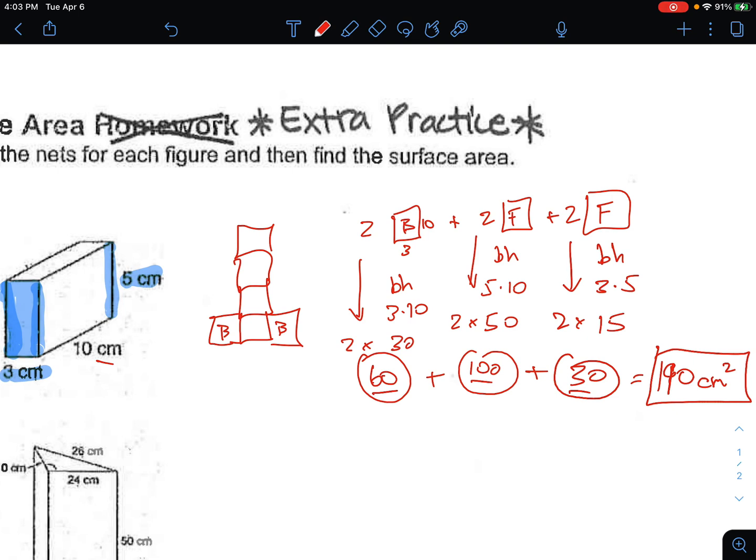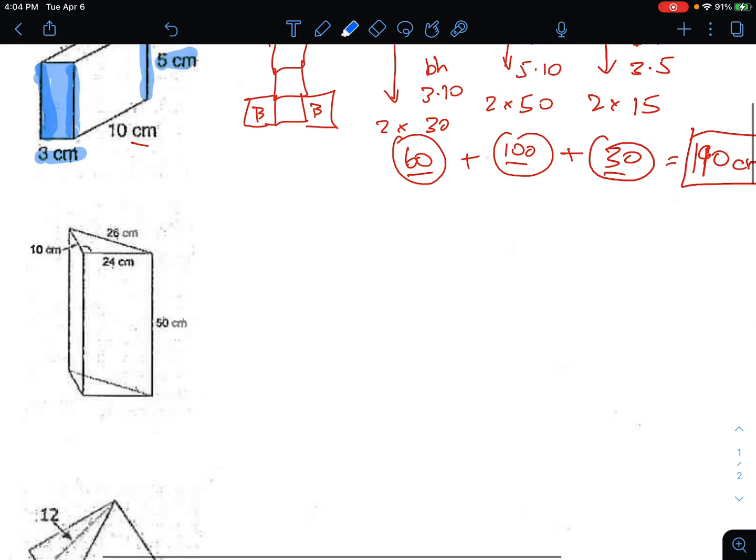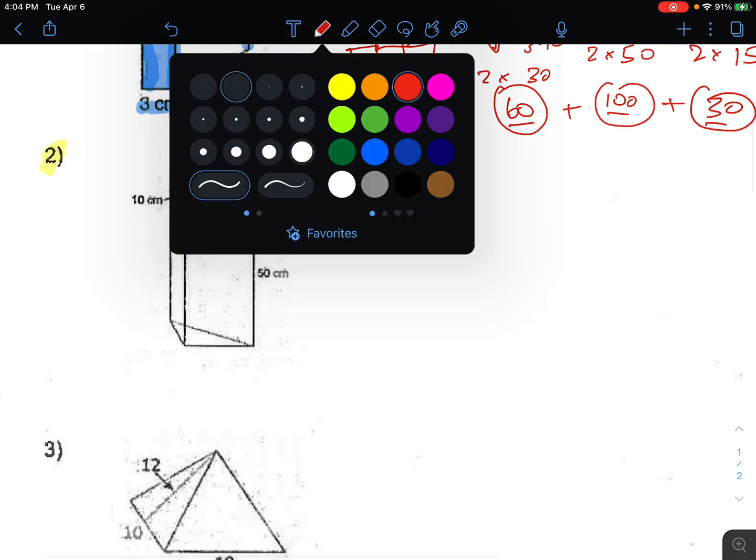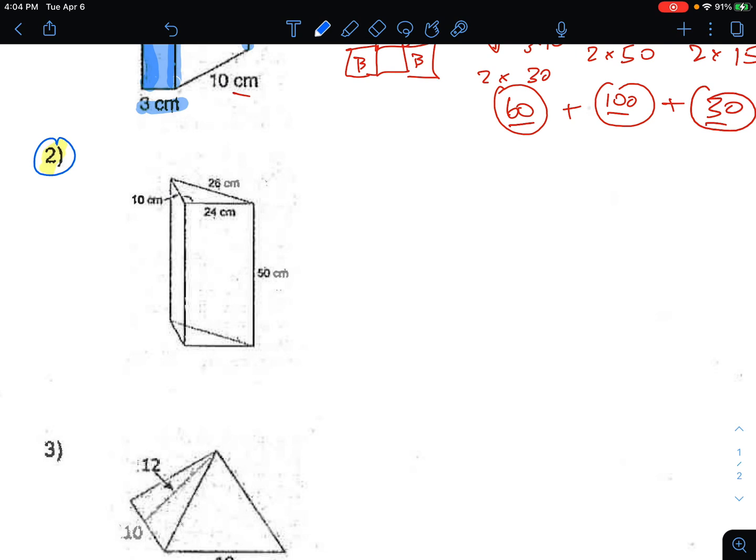You may also notice that, let's not get to that because that'll get confusing. Let's do number 2 now. Let's use blue ink this time. So we're doing number 2.